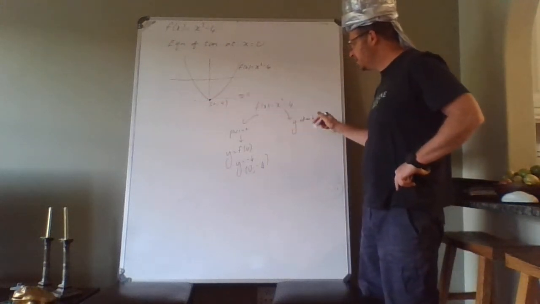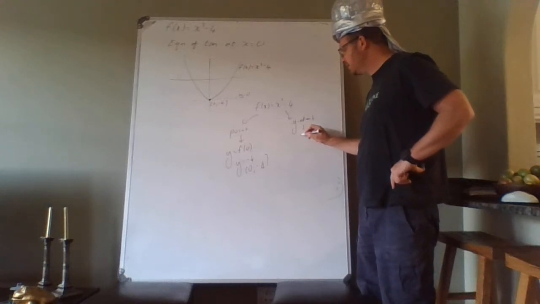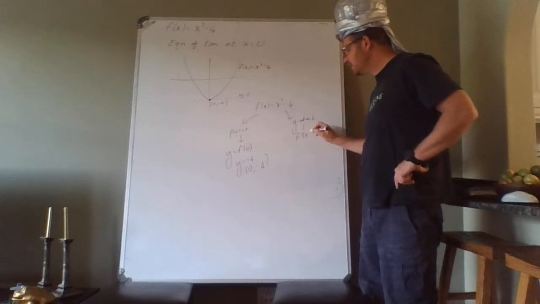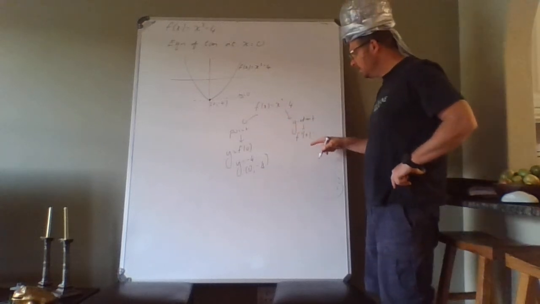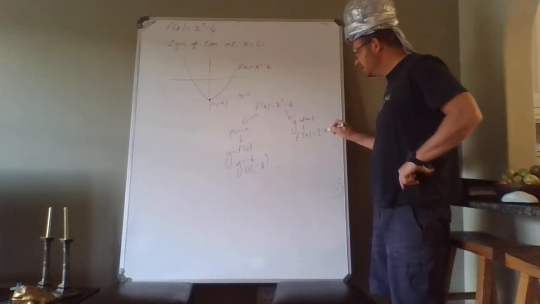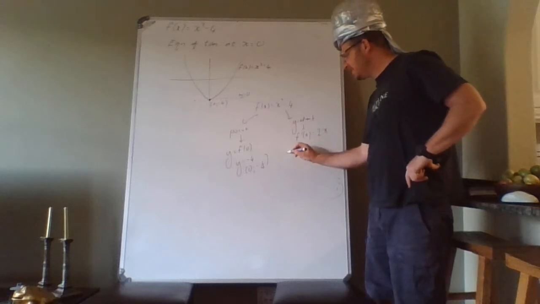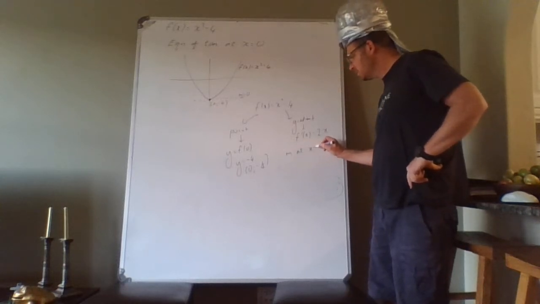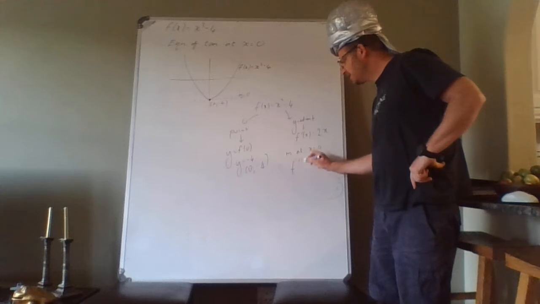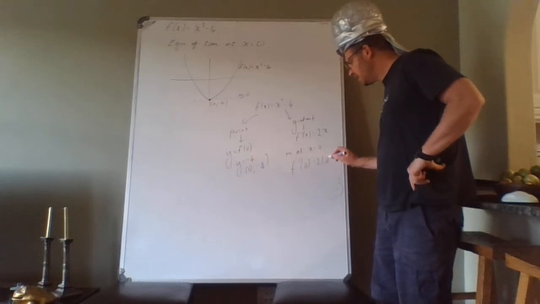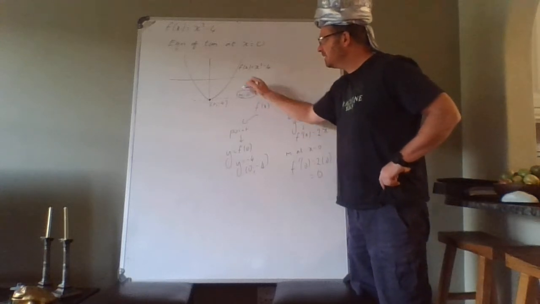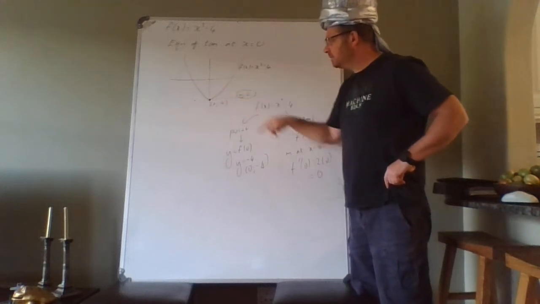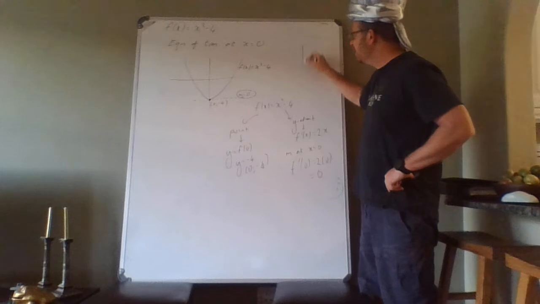Now, what's the gradient going to be? Well, to find the gradient, I need my derivative equation. So my original equation is f of x is x squared minus 4. So my derivative equation is going to be 2x. And your gradient at x is equal to 0 will be f dashed of 0, which is 2 times 0, which is 0. So, as we expected, the gradient at the turning point is equal to 0.